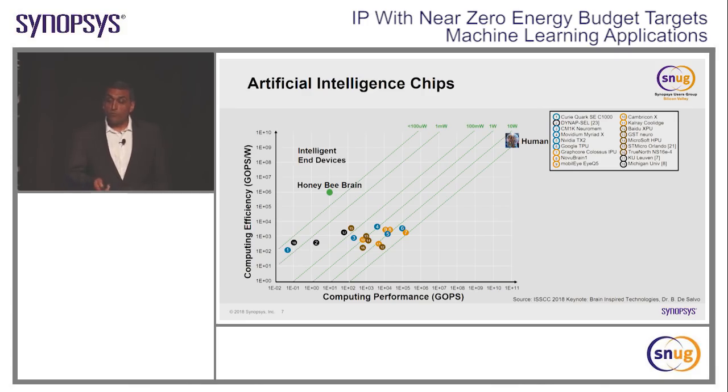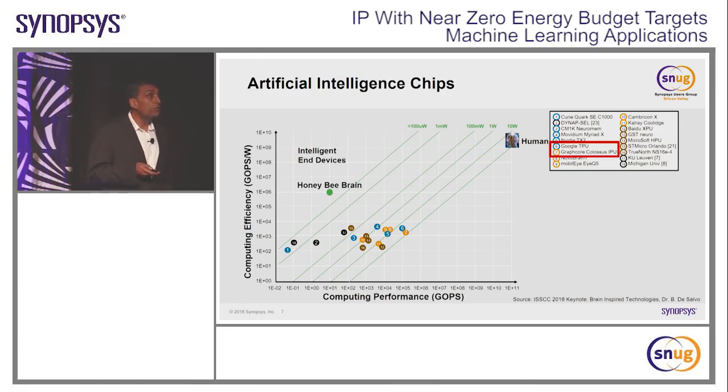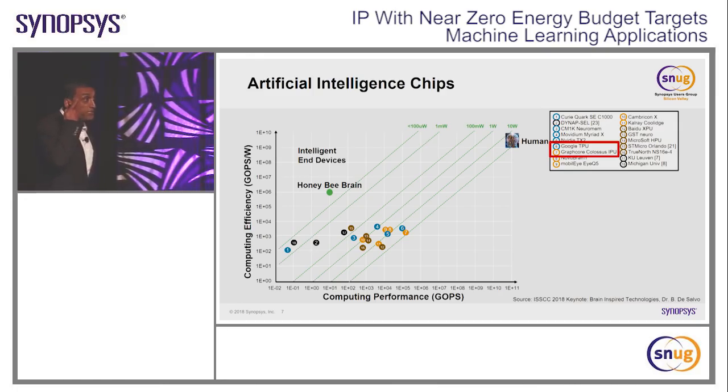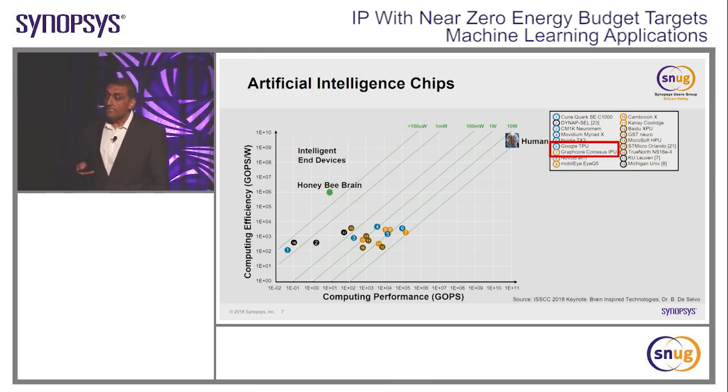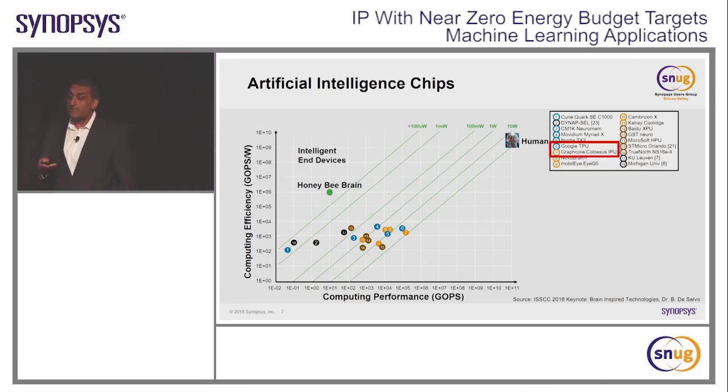So I'm going to touch upon a few of the interesting chips that have been released this year, or the last couple of years. So I'm going to look at the Google TPU, the Tensor Processing Unit. Okay? This has been designed for the TensorFlow framework. It's a symbolic math library which is used for machine learning applications such as neural networks.